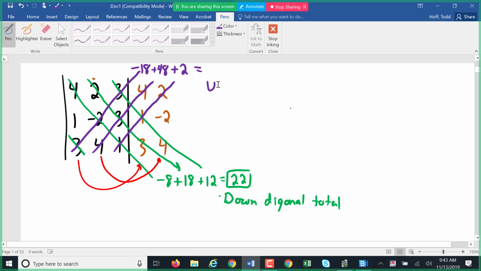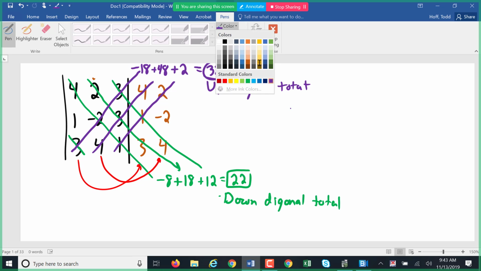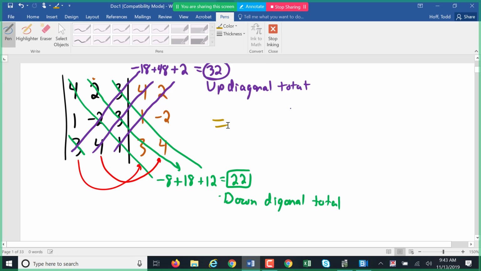And we have an up diagonal total. We just add those up. Negative 18 plus 48 is 30, plus 2 is 32. 32 is our up diagonal total. So our determinant, once again, is the down minus the up. So our down total is 22 minus the up total of 32, which gives us a determinant of a negative 10.